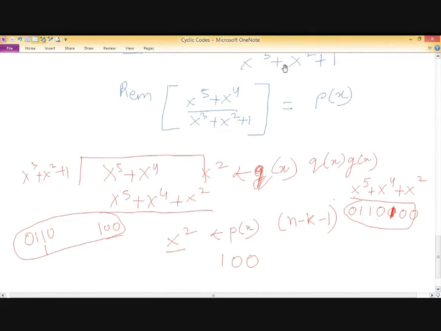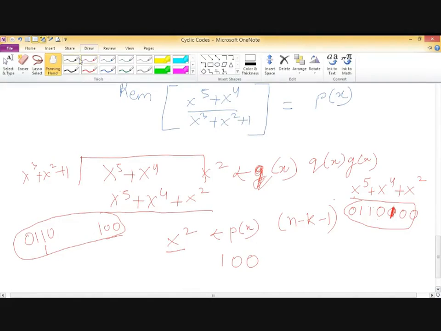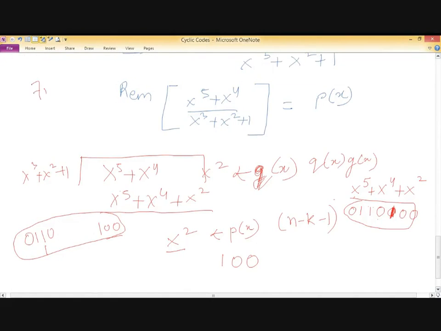We are taking this numerical from the previous class. So the code word is 7 comma 4. You can see this data is 0 1 1 0. That means data bits are 4.